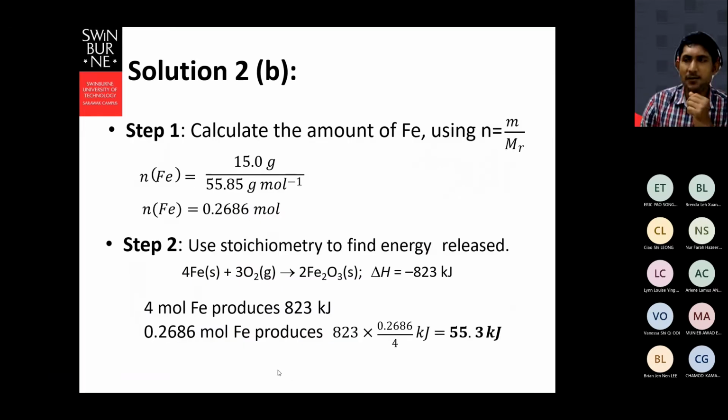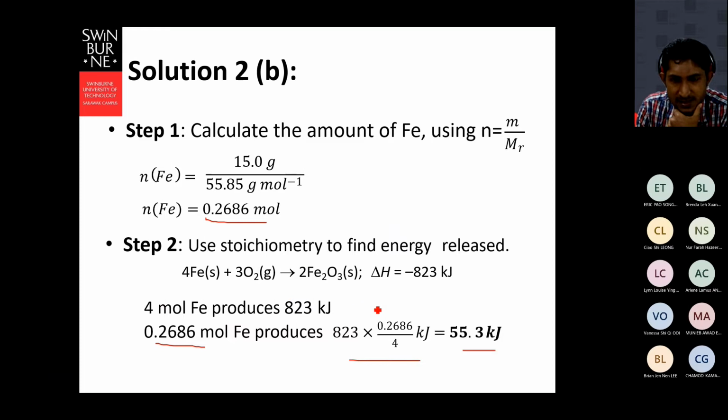But the thing is, I have only 15 gram. I don't have even 1 mole. So how many moles do I have of iron? From there it's easy to find: 0.2686 mole of iron, right? So the stoichiometric ratio, from there we find it is 4:2, and 4 moles produces 823, so 0.2686 moles of iron will produce how much? It's a simple calculation. We find 55.3 kilojoule of heat will be produced.